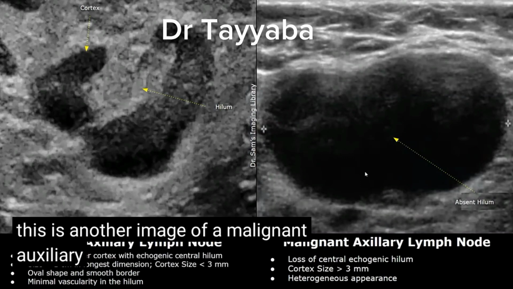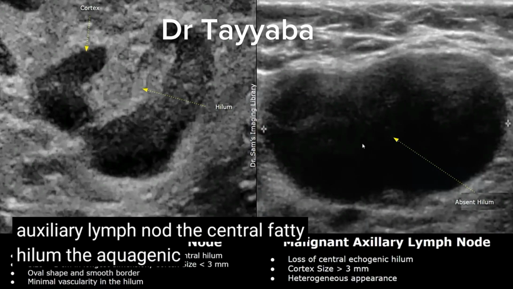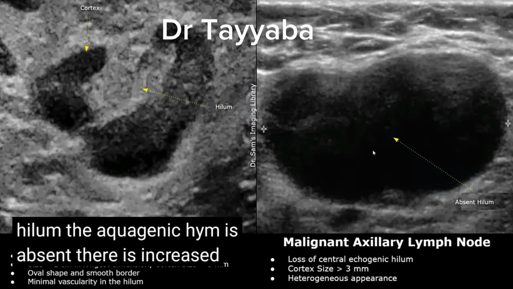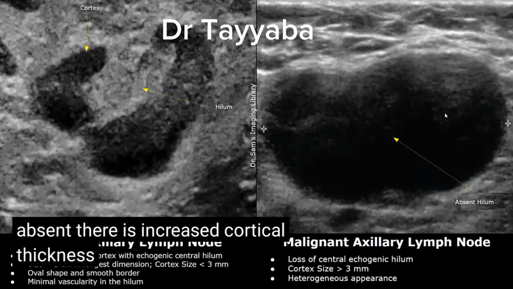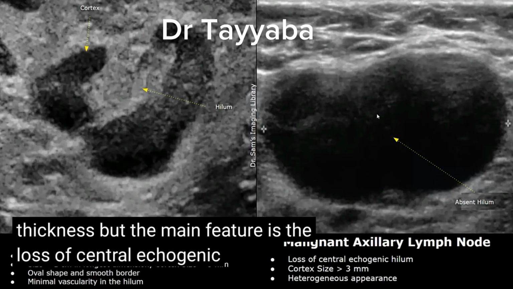This is another image of a malignant axillary lymph node. The central fatty hilum, the echogenic hilum, is absent. There is increased cortical thickness, but the main feature is the loss of the central echogenic hilum.